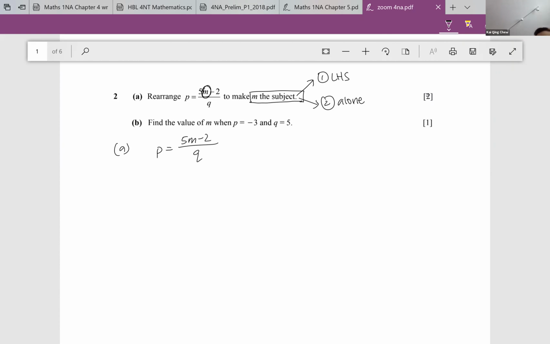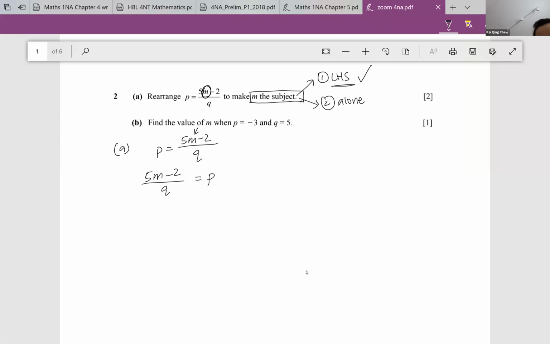So first thing I want is for it to be on the left-hand side. Since M is over here, I'm going to flip the position and write it on the left-hand side. So I write 5M minus 2 over Q equals to P. Now I've fulfilled my first criteria, which is on the left-hand side.